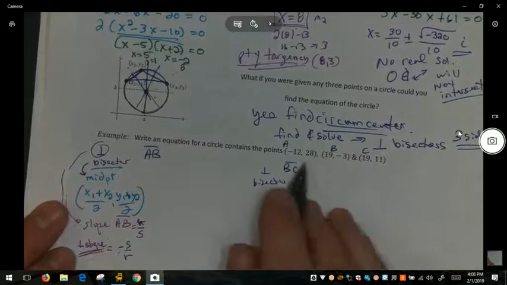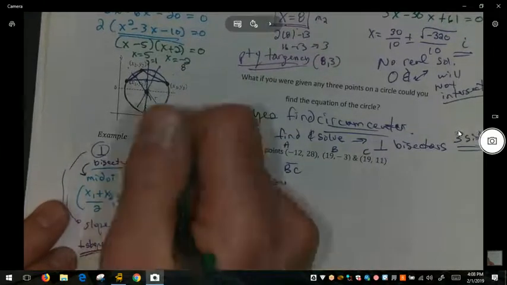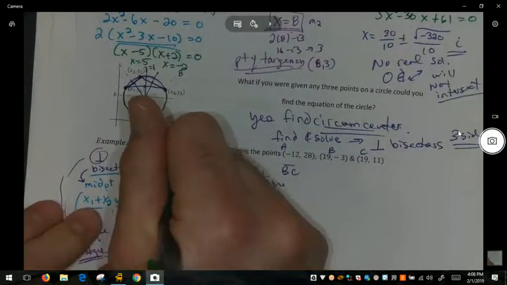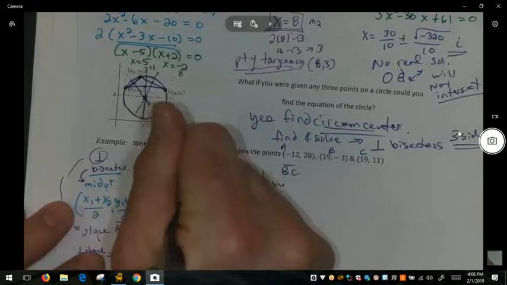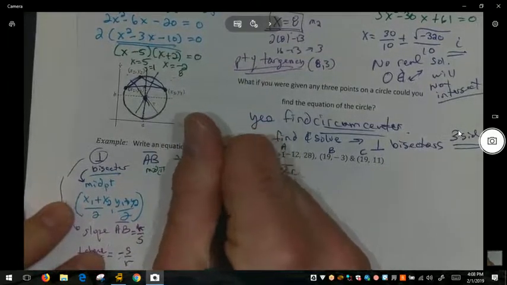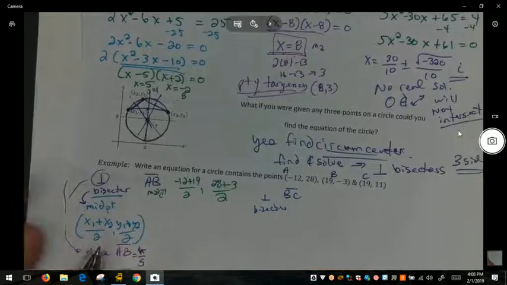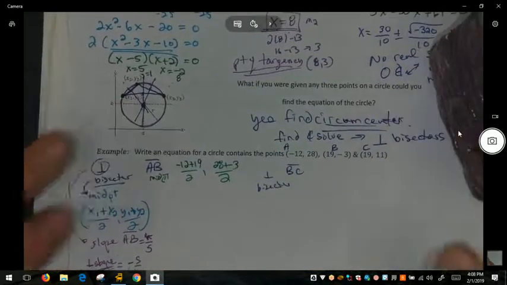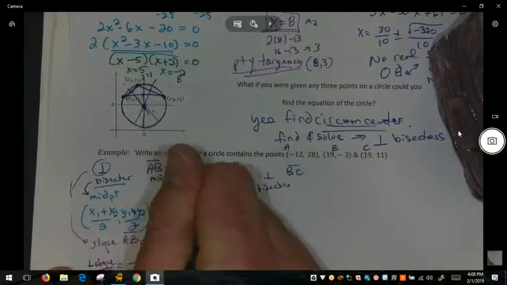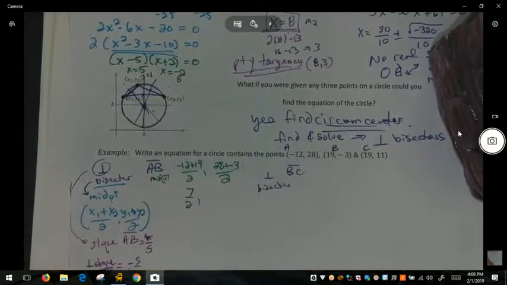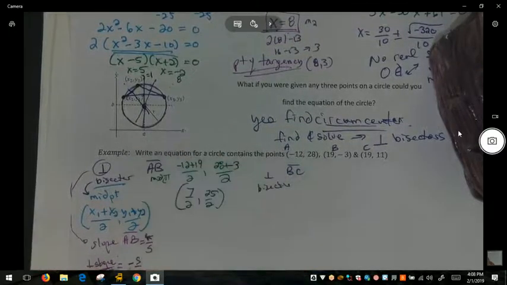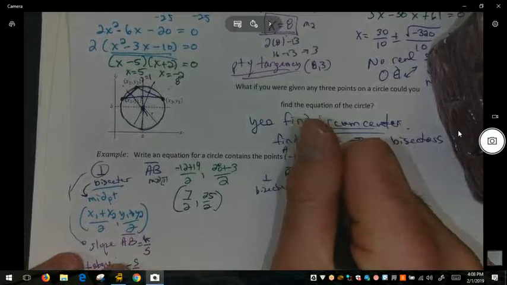So I'm going to start by finding the midpoints of AB and BC. My midpoint for AB is going to be negative 12 plus 19 over 2, and 28 plus negative 3 over 2. I'm going to get my calculator because I don't want to make any calculation errors. So this is, oh joy, 7 halves. 28 minus 3 is 25, so that's 25 halves. That's no fun.